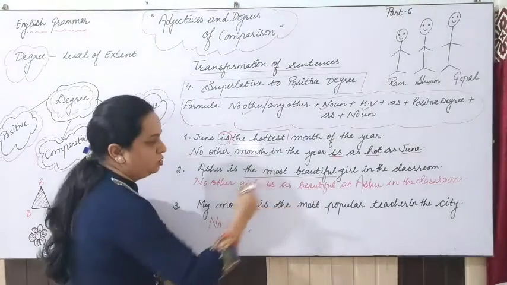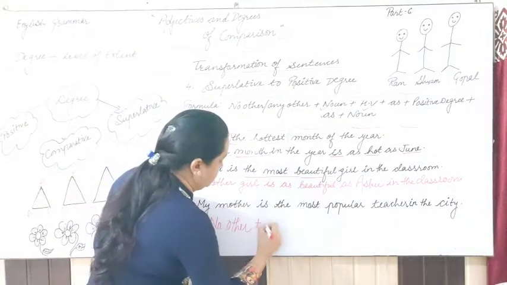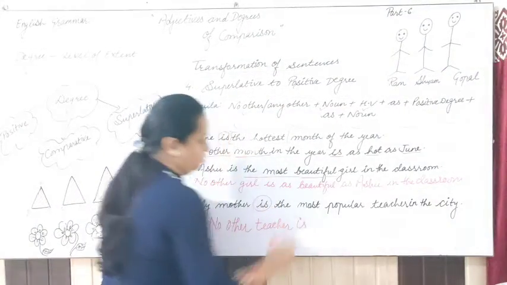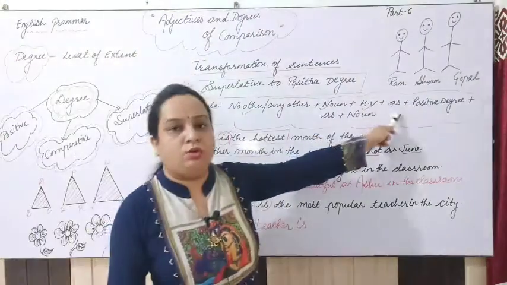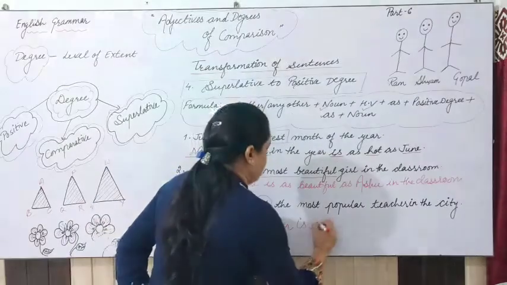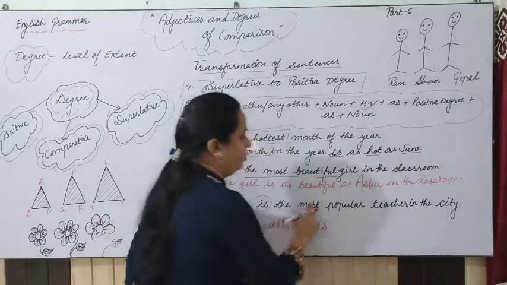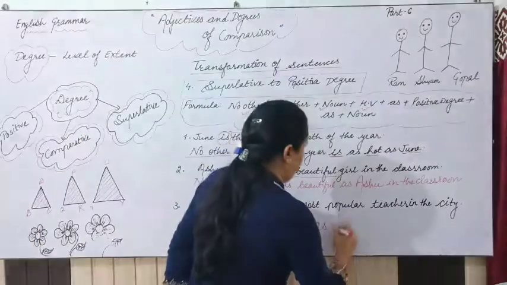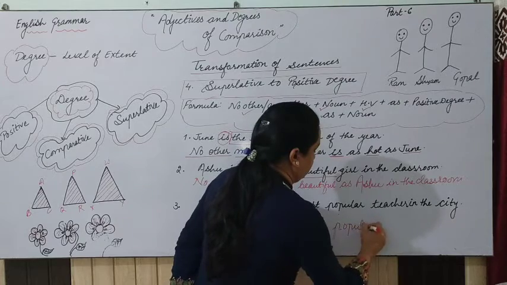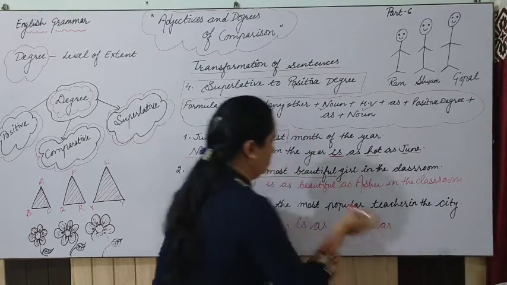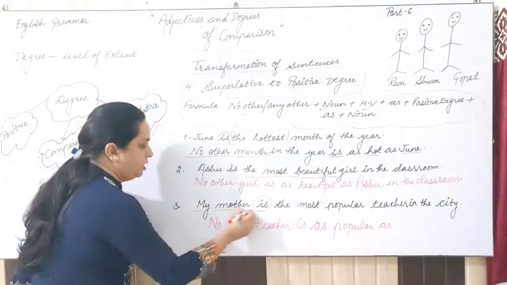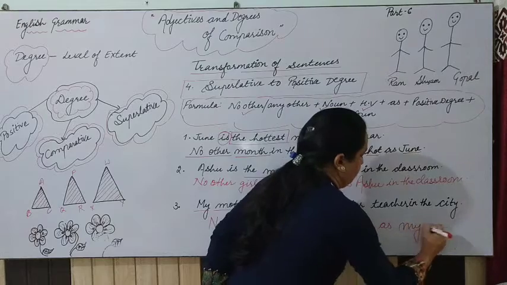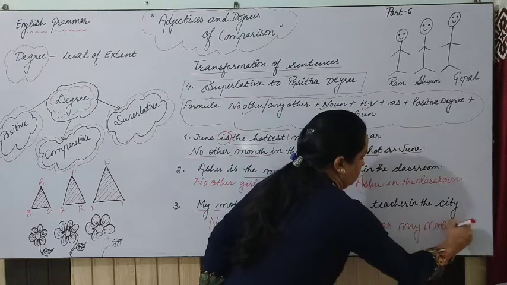Now the noun used for this mother is teacher. No other teacher. What is the helping verb? Is, right? And after is, what you have to do? As plus positive degree. So, is as. Now most popular, what is the positive degree of most popular? That is popular. Is as popular as. Now the noun which is being talked about here is my mother. So here you will write my mother, right?